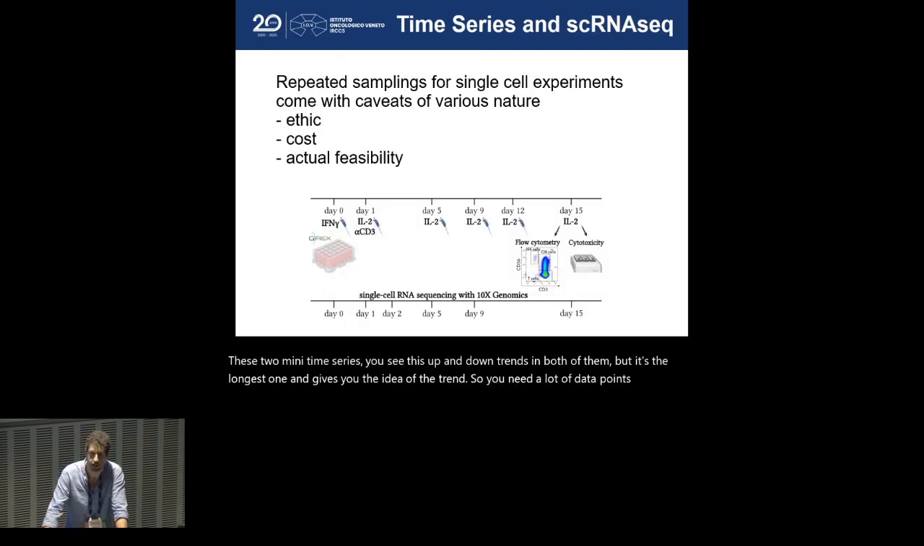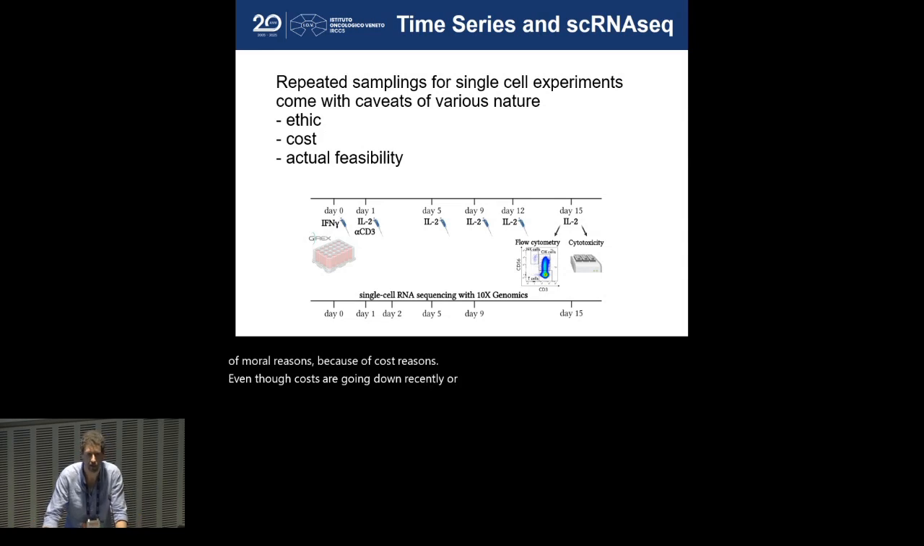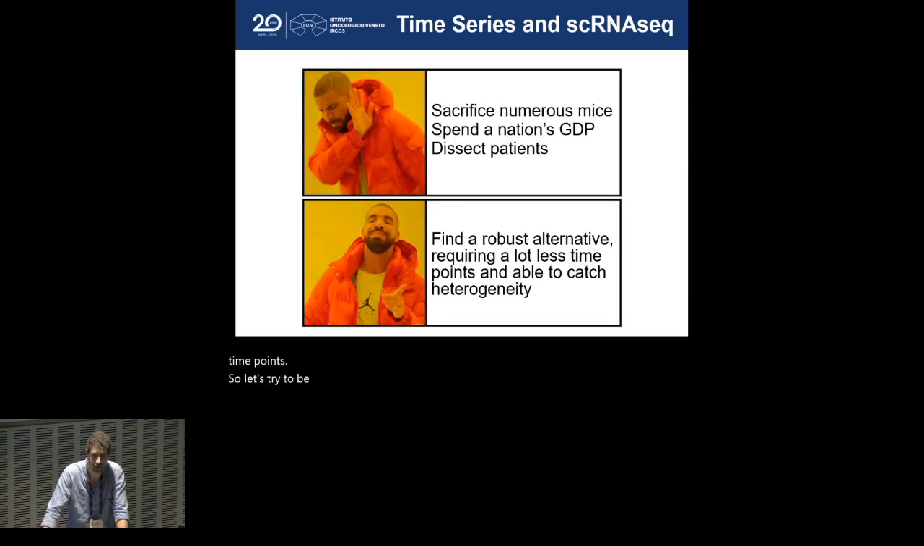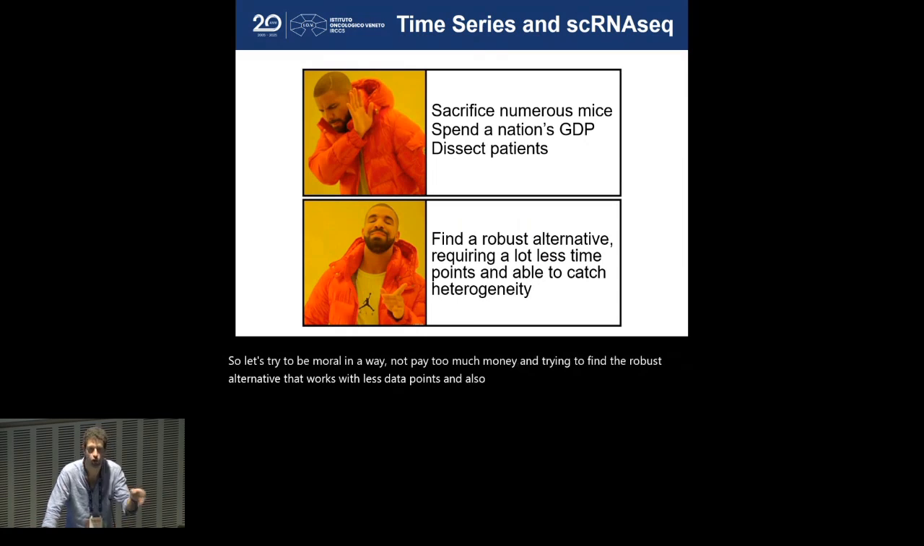But in single-cell RNA sequencing data, you're not allowed to have that many time points because of moral reasons, because of cost reasons, even though costs are going down recently, or also actual feasibility. So usually you have fewer time points. So let's try to be moral in a way, not pay too much money, and try to find a robust alternative that works with fewer data points and also especially captures all the heterogeneity that is given by single-cell data.